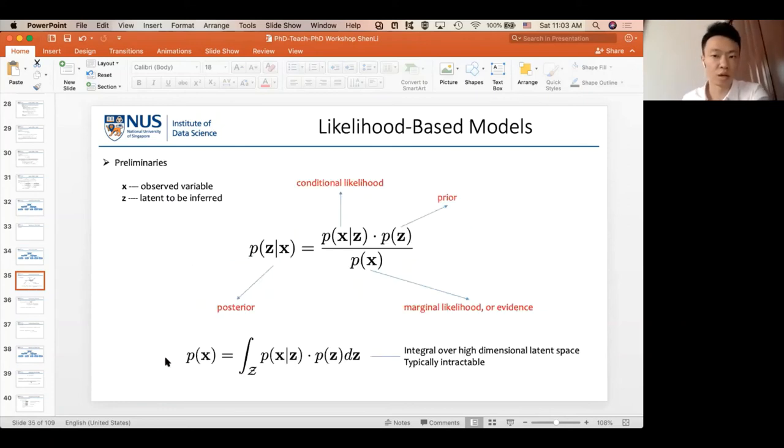To understand likelihood-based models, we have to understand a few quantities here. Recall that X is the observable variable, the data you can see in your data set, but you don't know P of X, the real one. And Z is a latent to be inferred. Because we are using the Bayesian net, we assume that each data point has one or more latents to be inferred. We don't know exactly what they are, but we try to infer them.